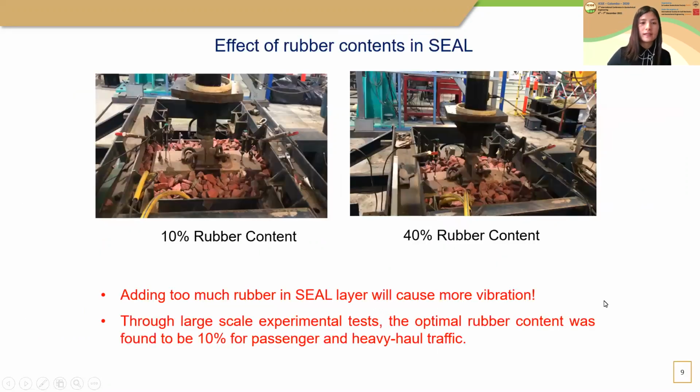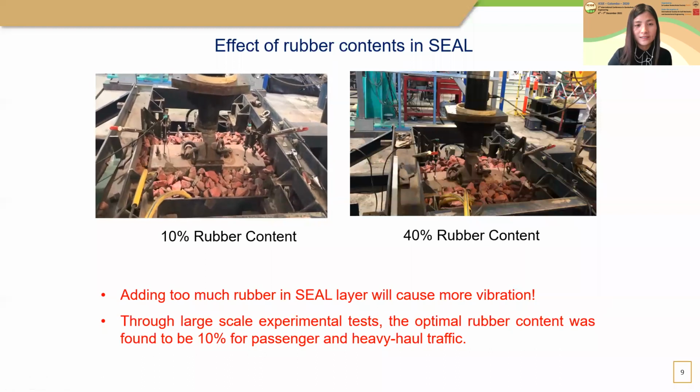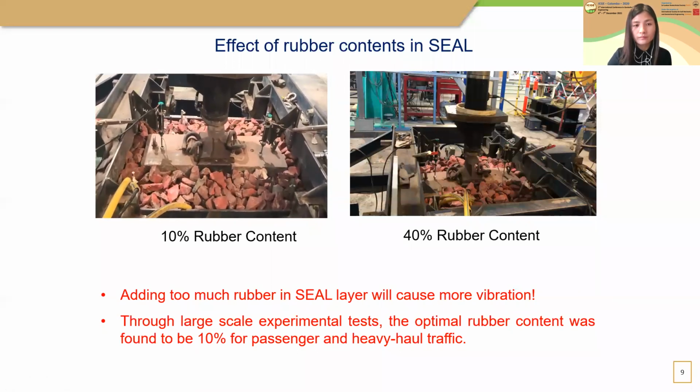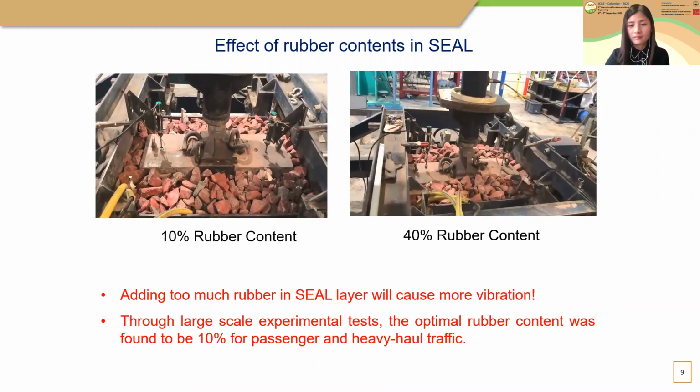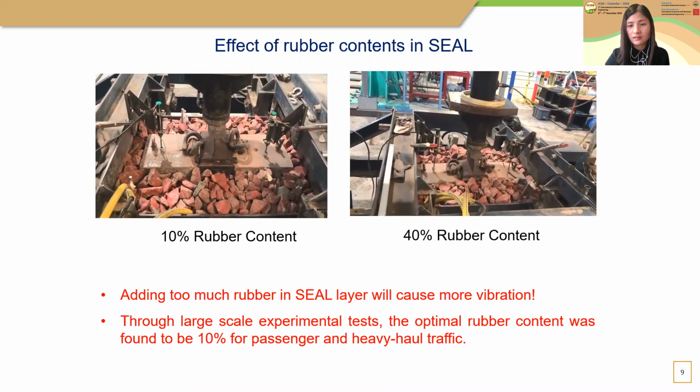And to show you this, I have two videos here. The first one is for 10% rubber. As you can see, it's very, very stable. And then the second one is for 40%. You can see it vibrates a lot. And of course, it would cause more ballast breakage at the bottom layer. So adding too much rubber in the layer may not be a good thing. It will cause more vibration. And the 10% rubber we found is the best because it is very stable and it will reduce the ballast breakage.